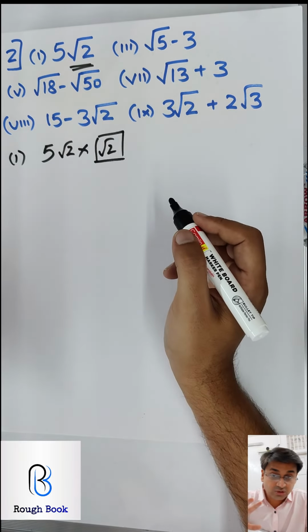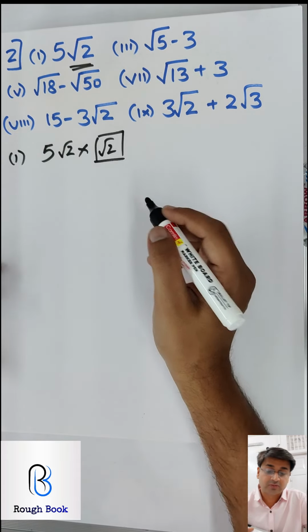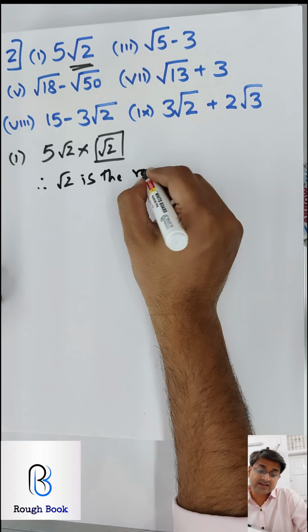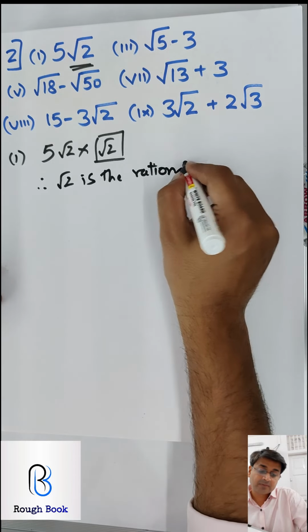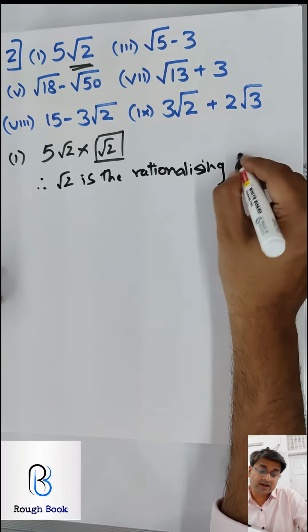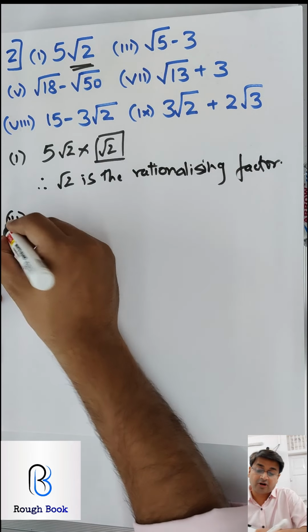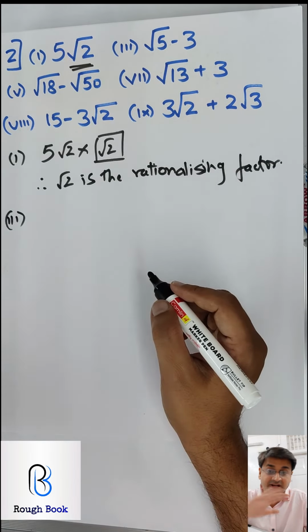They are not asking you to solve, they are just asking you with what will you multiply. So you say therefore root 2 is the rationalizing factor. That's it. Now here they are not talking about numerator or denominator or anything. They are just asking you to rationalize.